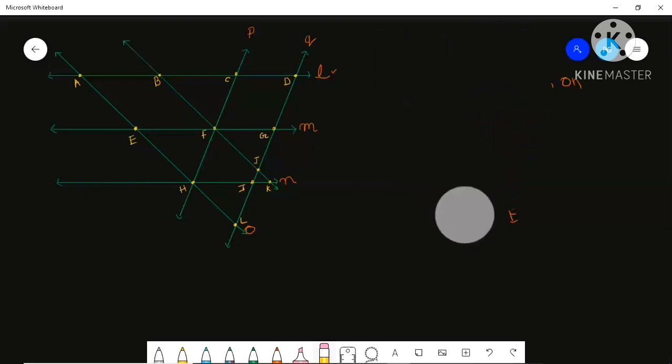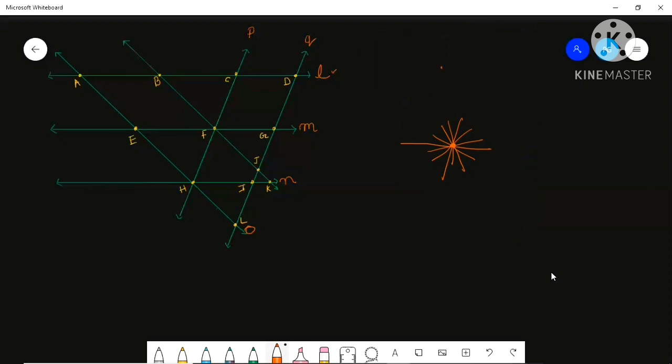Now we will see what concurrent lines are. Concurrent lines are an interesting one. What does it mean? From a point, an enormous number of lines can pass, like the sun giving rays of light in every direction. So from a single point, any number of lines can pass.